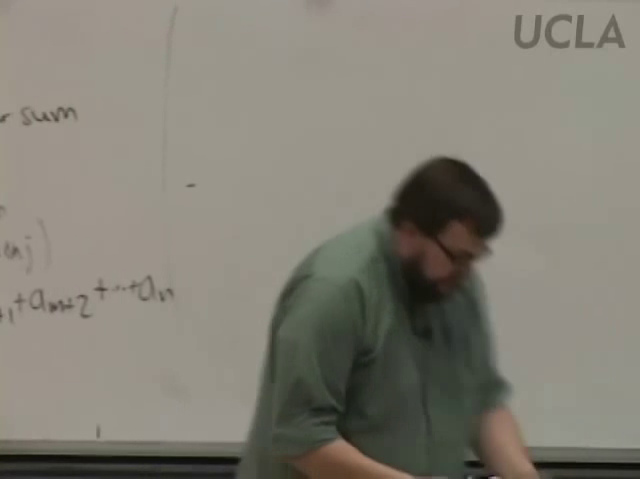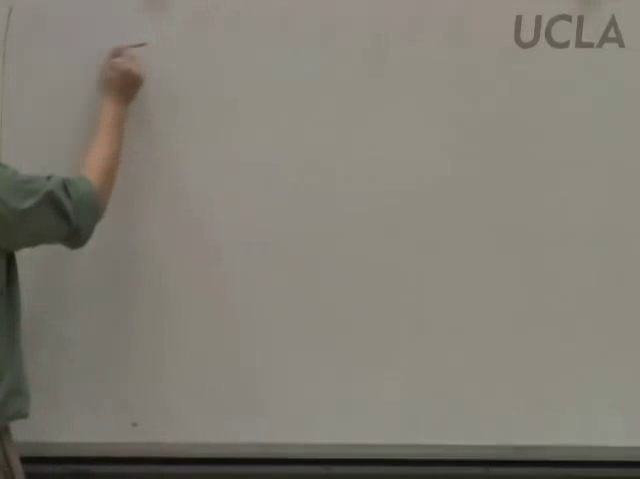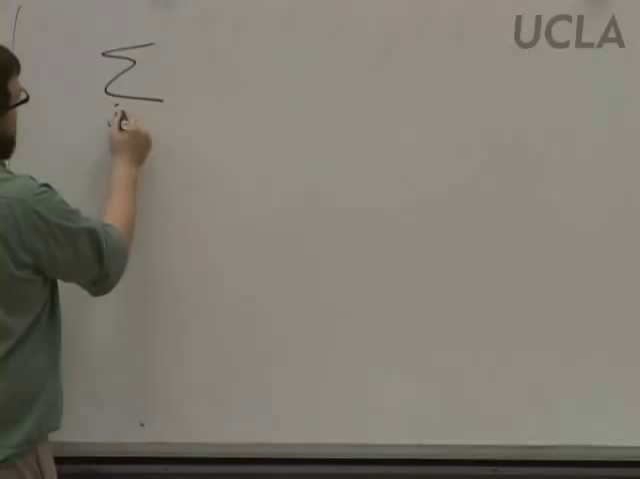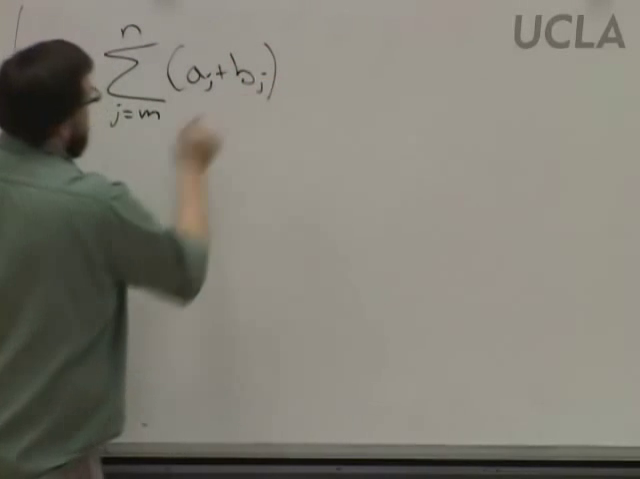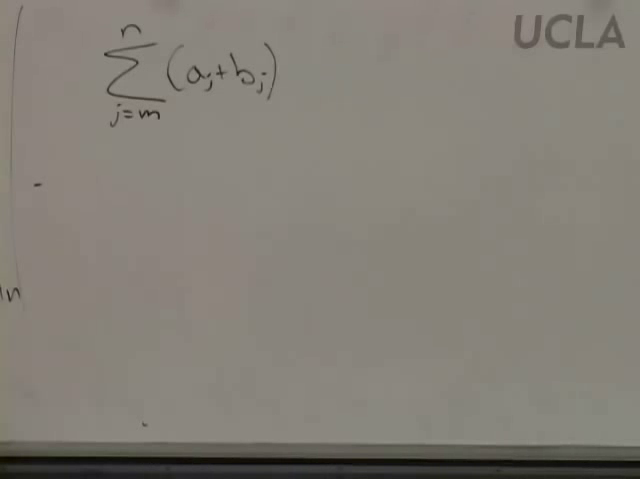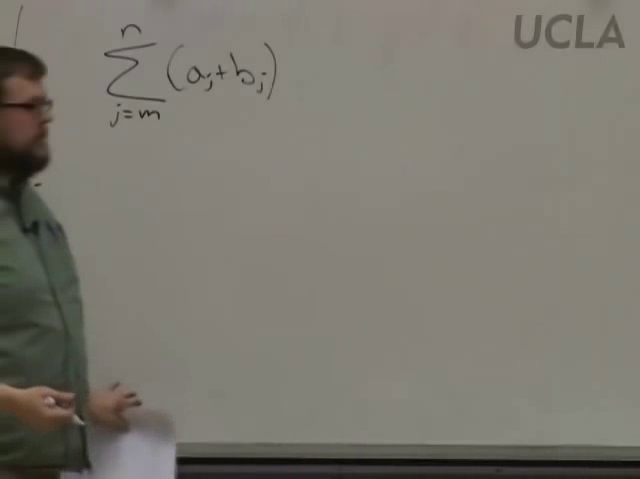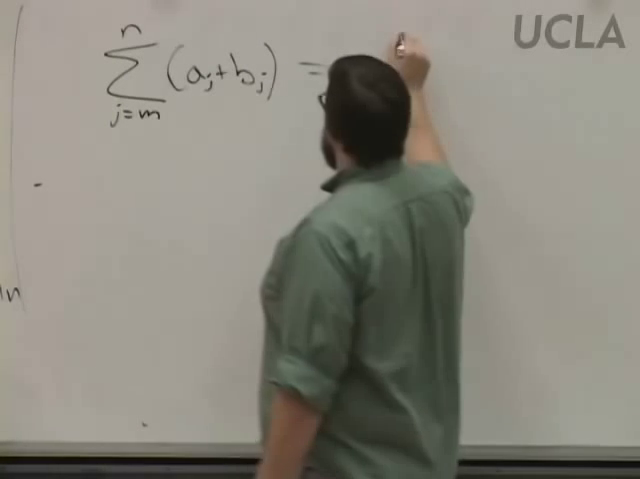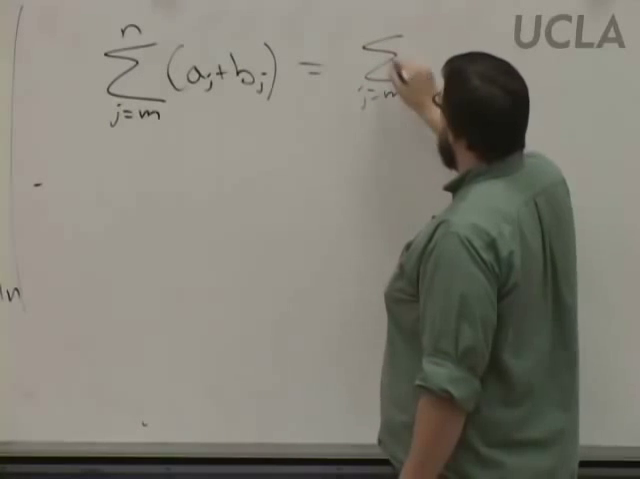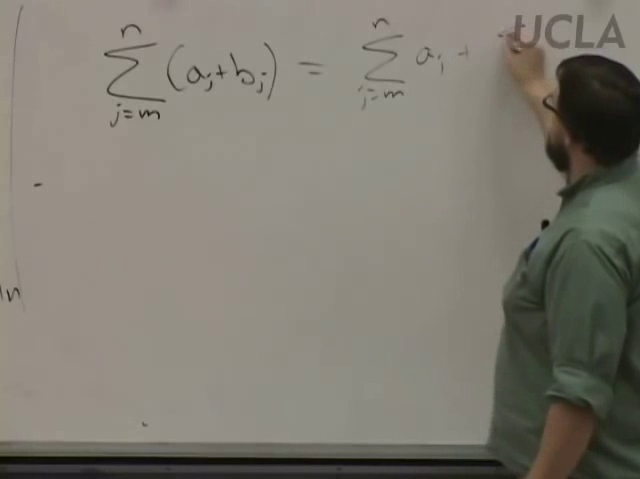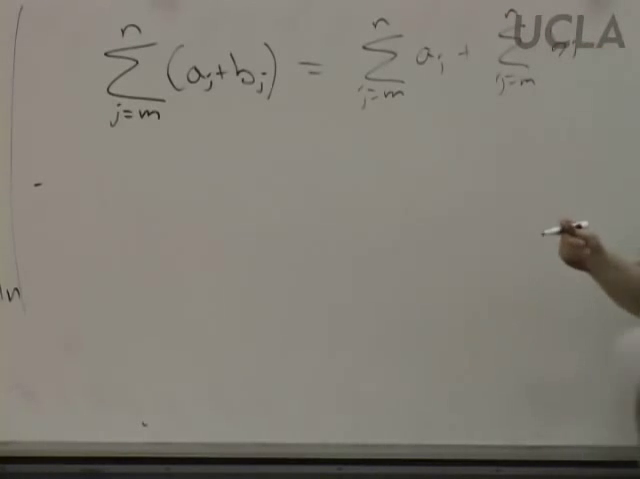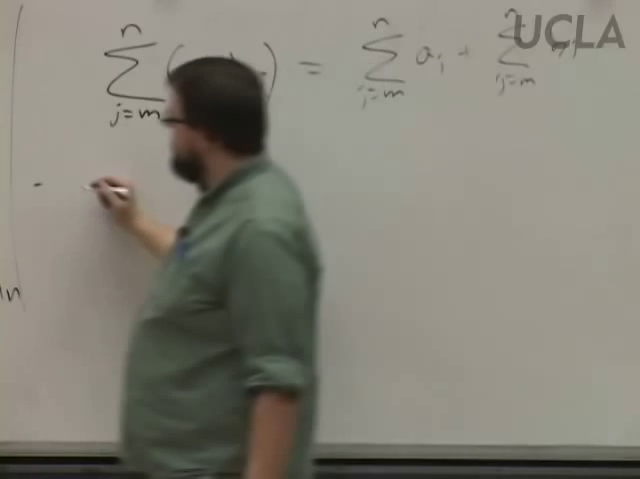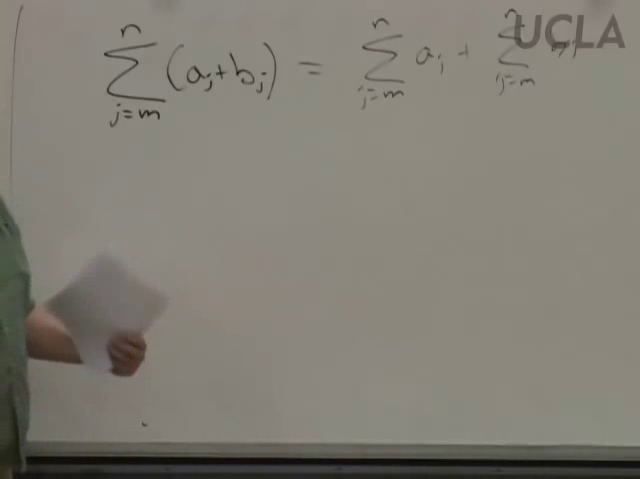So, for instance, if I'm summing j equals m to n of aj plus bj, so I have these two things that I'm summing, what can I do? Well, I can sum from m up to n of aj, and then I can sum from m up to n of bj. So in other words, I can break sums up over addition. This should look very familiar. We've been doing this kind of thing with derivatives and also with antiderivatives.